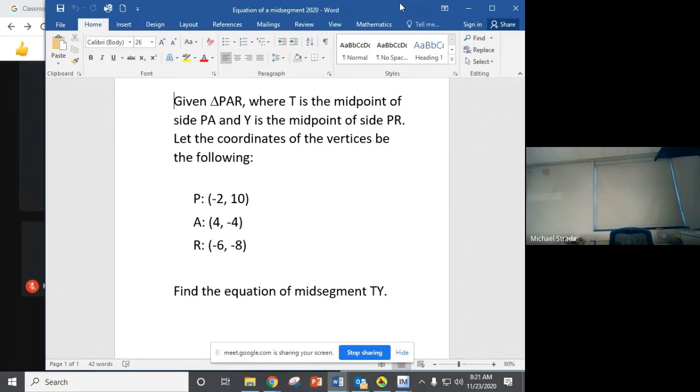R, negative 6, negative 8 is going to be further out and further down. So R, negative 6, negative 8. And then connect them to make your triangle. Any issues with any of that?